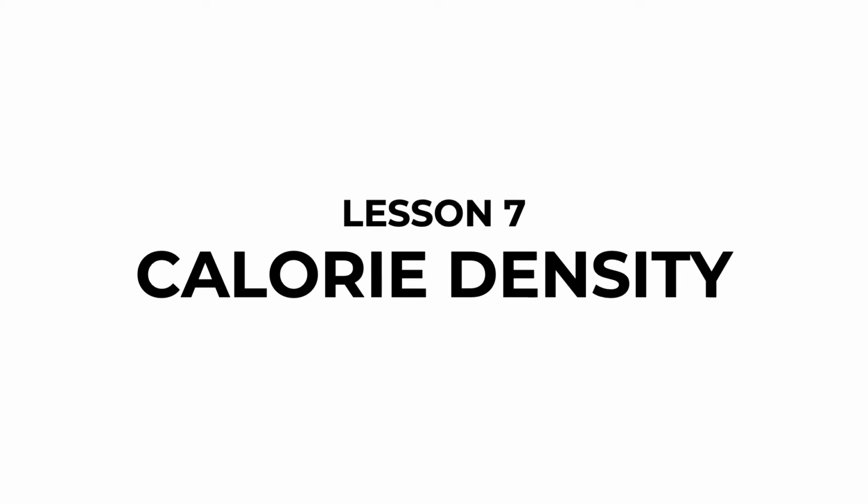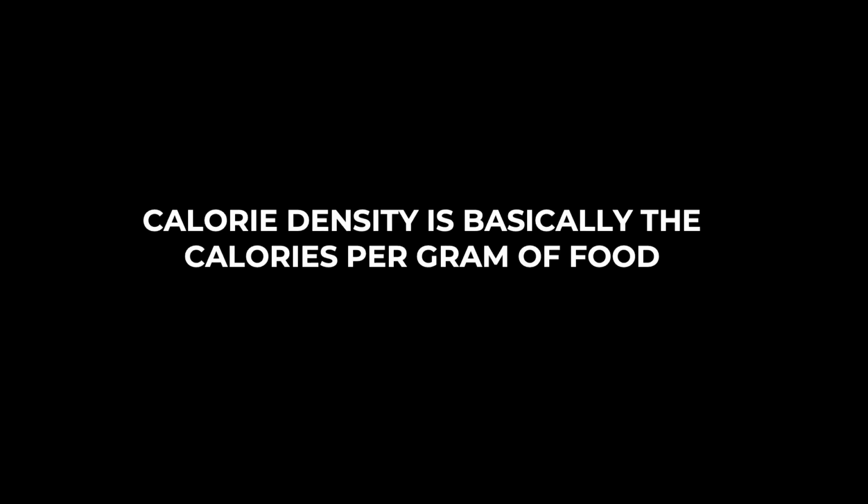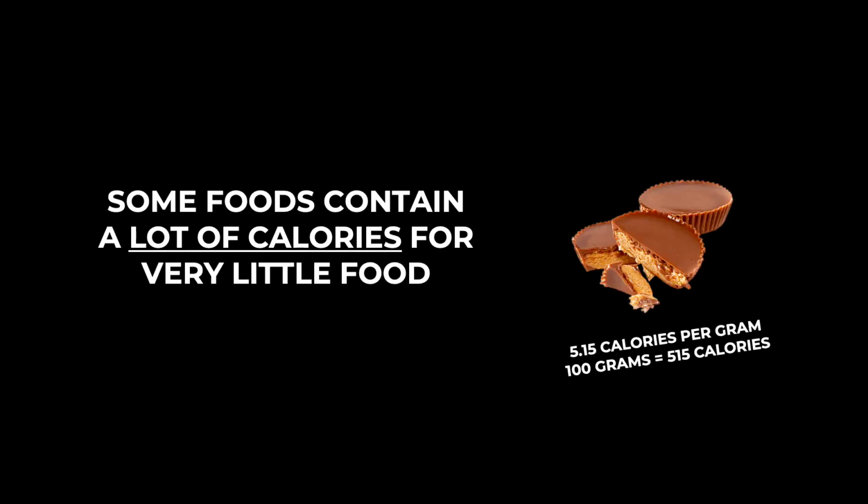Lesson 7, Calorie Density. In this video, we are going to talk purely about the topic of calorie density, and this is an amount of calories per gram of food. That's what basically calorie density is when I refer to it. Some foods contain loads of calories for a very small quantity, so this would mean that they have a lot of calories per gram. An example on the right hand side, there is Reese's chocolate, and they have about 5 calories per gram, which means they have in 100 grams of Reese's, you have about 500 calories.